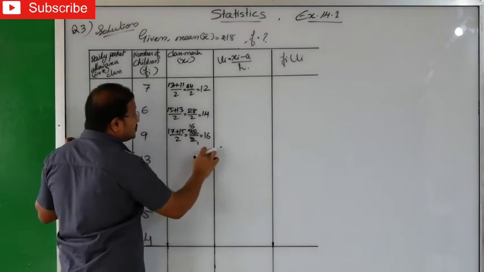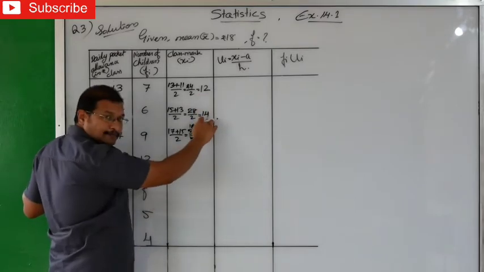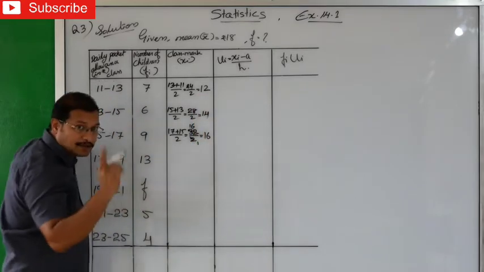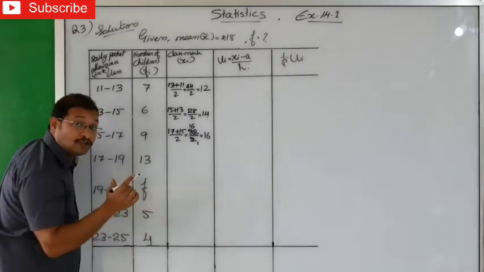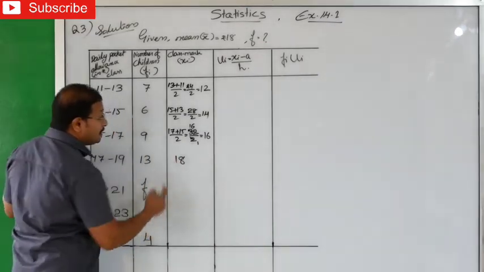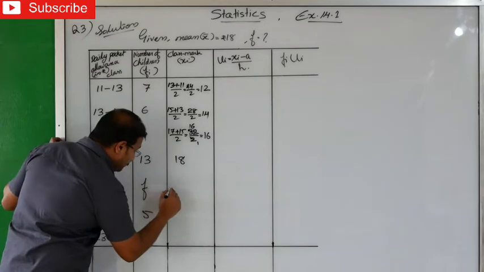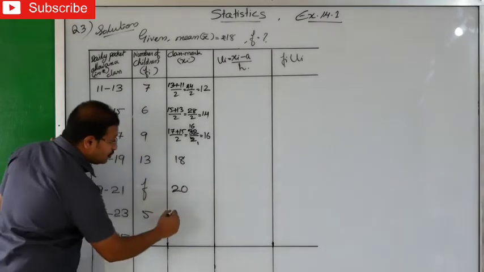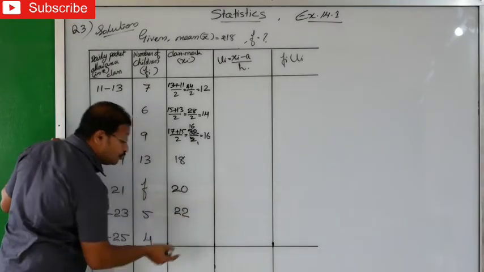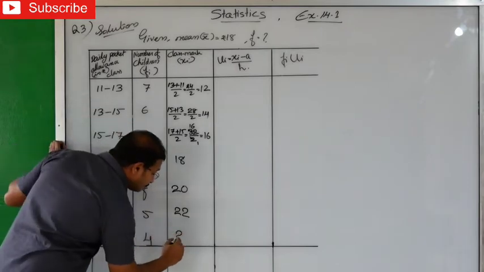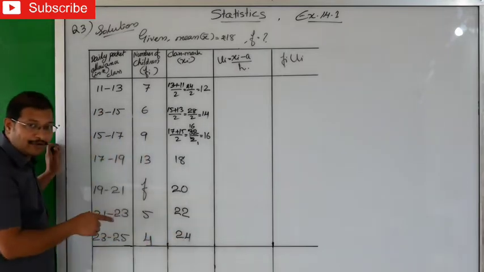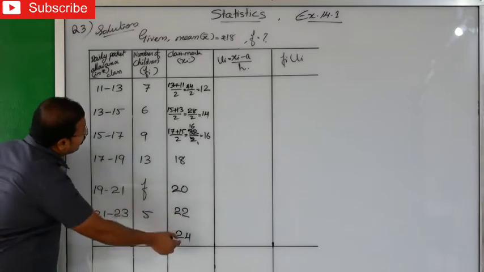12, 14, 16. 12 plus 2, 14. 14 plus 2, 16. 16 plus 2, how much will you get? 18. 18 plus 2, 20. 20 plus 2, 22. 22 plus 2, 24. This way you can do it. Ready? Now we got it.